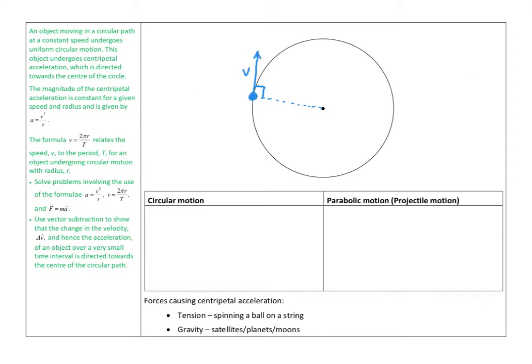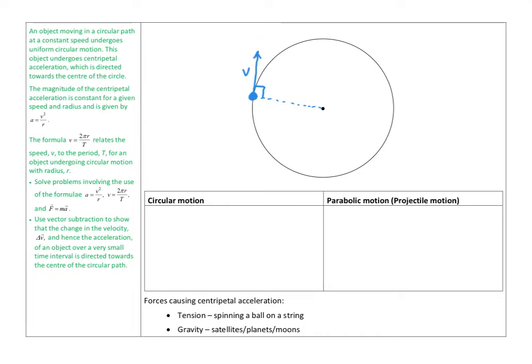Okay, so what do we need to know about circular motion? An object moving in a circular path at a constant speed undergoes uniform circular motion. The object undergoes centripetal acceleration, which is directed towards the centre of the circle. So if we've got some object here moving around in a circle, the direction of the velocity is always at a tangent to the circle. A tangent is a line that just touches the circle.